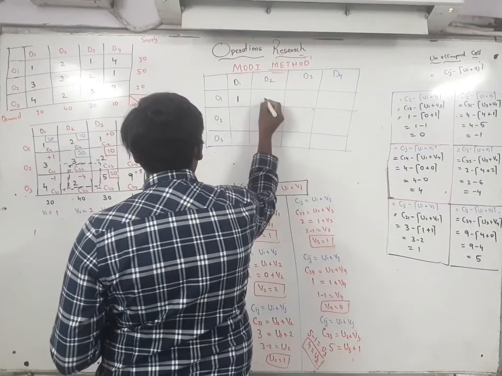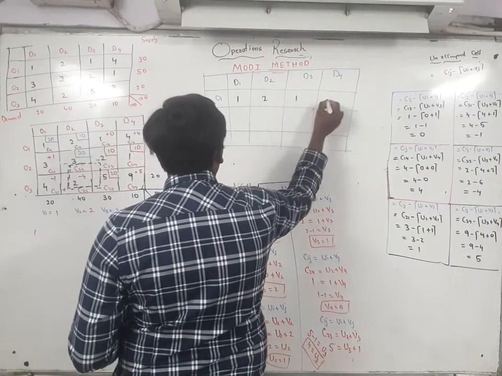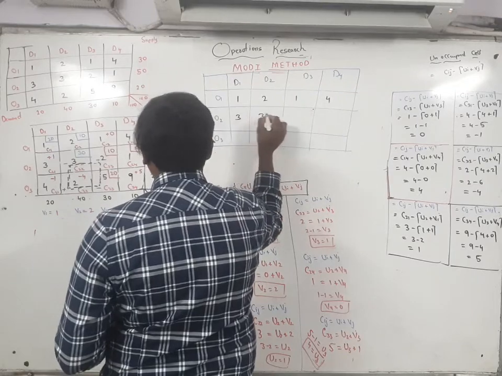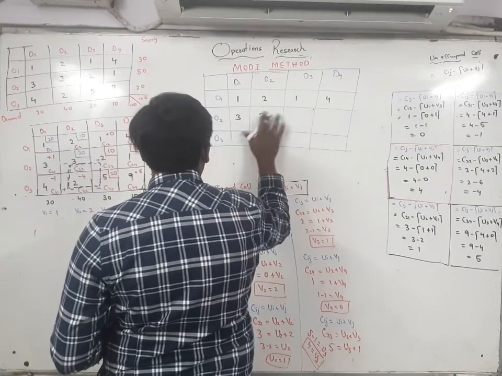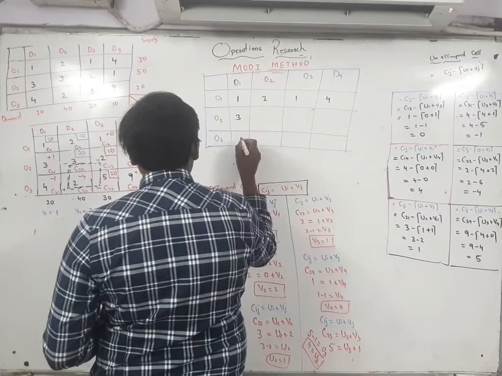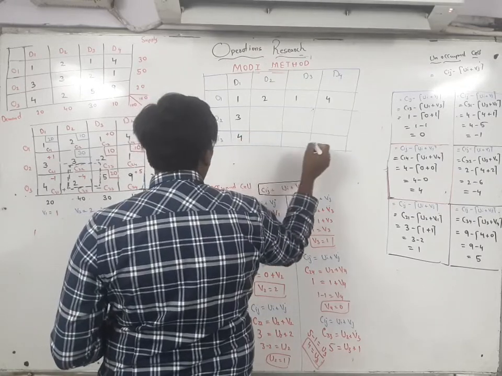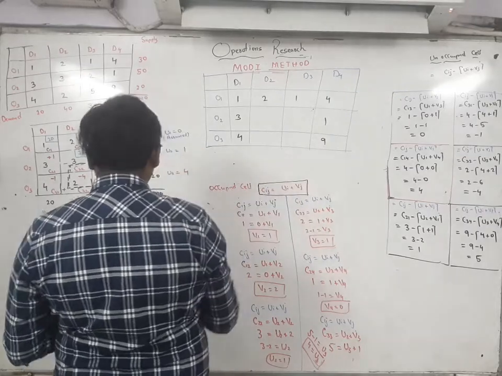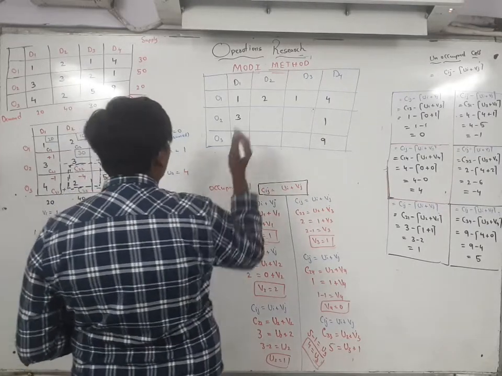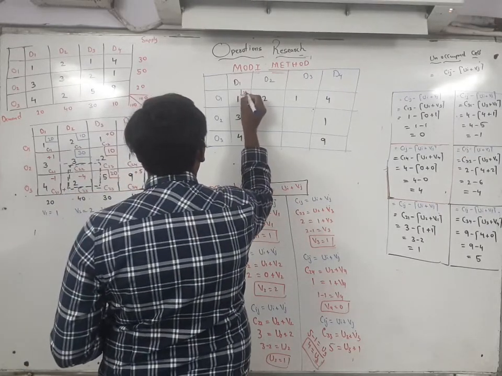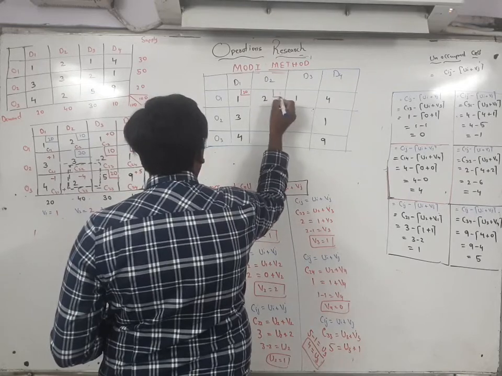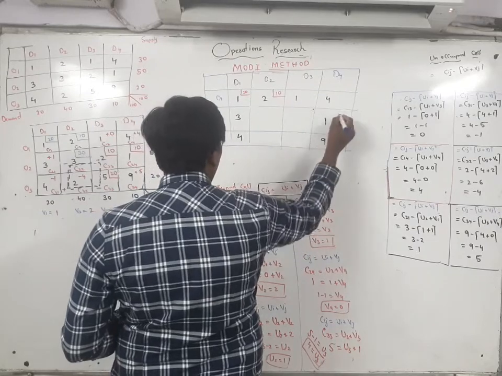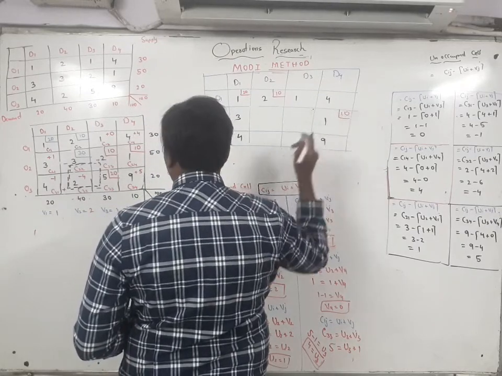First value is 1, this is 2, 1, this one is 4. Next one is the 3, okay, no need to write this one. And next one is the 4, and here 9, and here 1 is there. This one you are changing now, so no need to write that one. Allocated, you write: allocated here 20, allocated here 10, and allocated here 10 only, that's it.